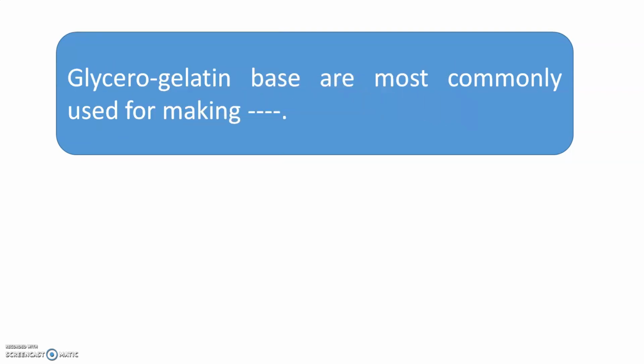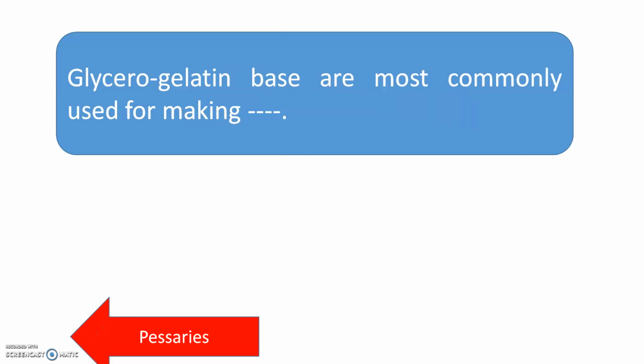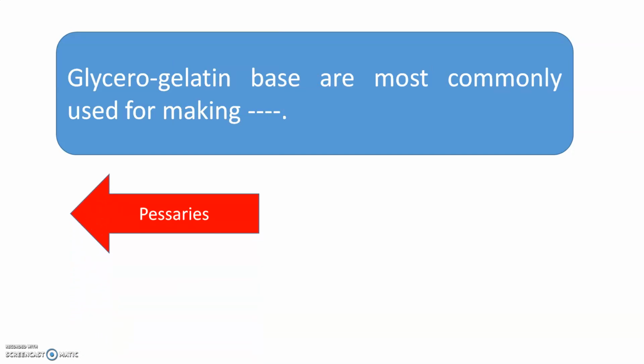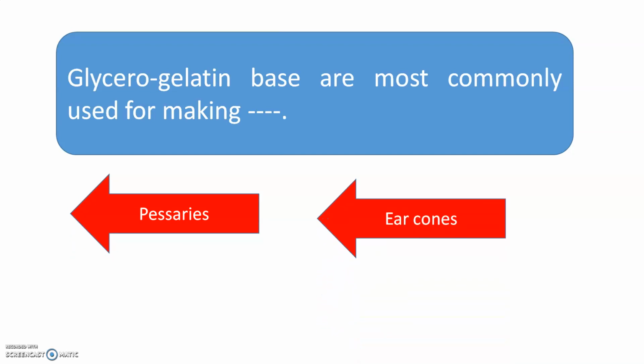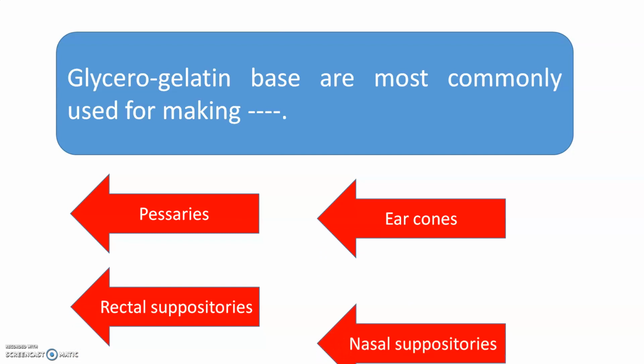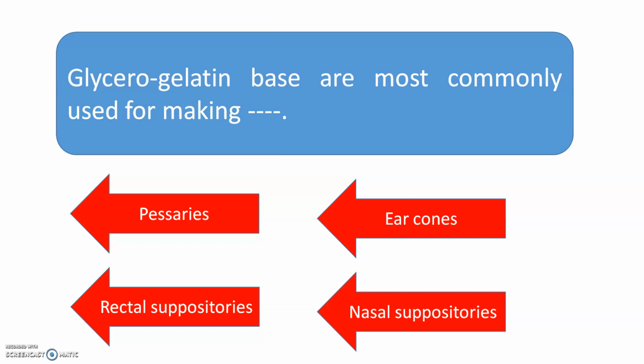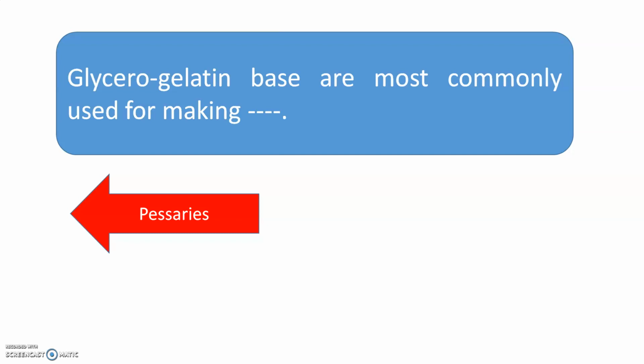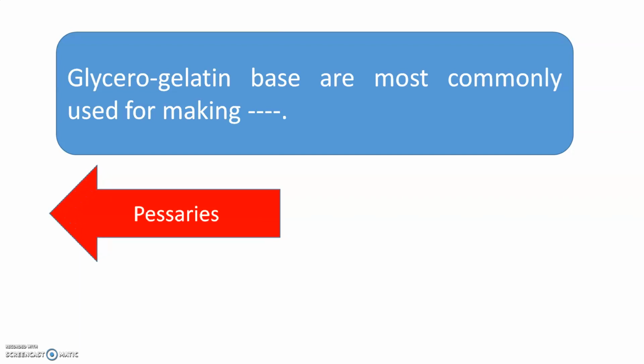Glycerol-gelatin base is most commonly used for making which type of suppositories? The options are pessaries, ear cones, rectal suppositories, or nasal suppositories. So glycerol-gelatin base is used for making pessaries. Pessaries are also known as vaginal suppositories.